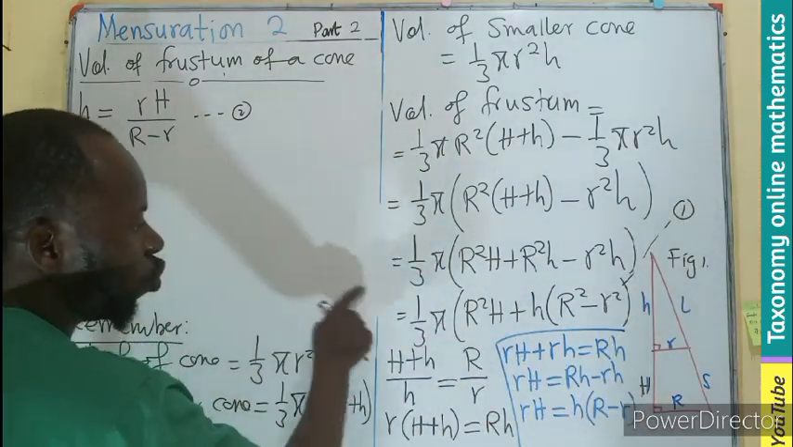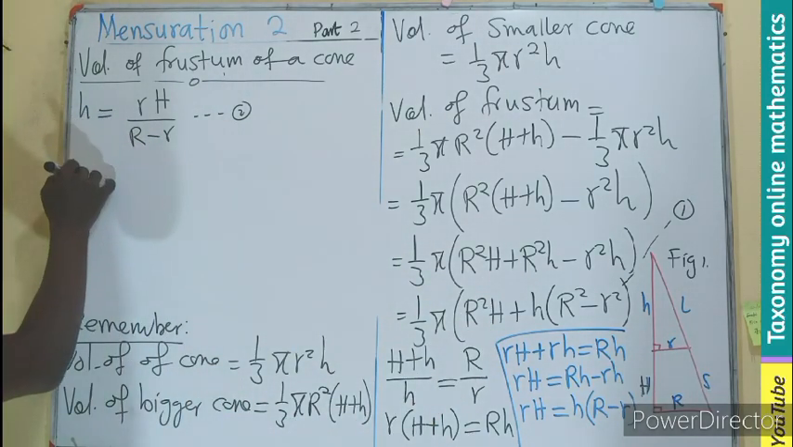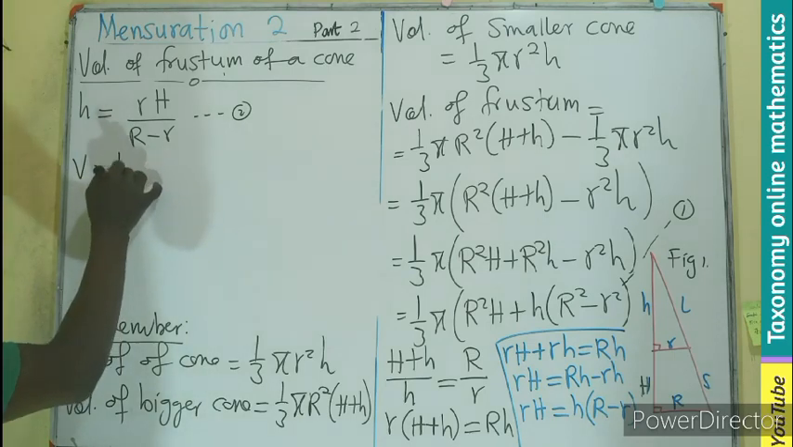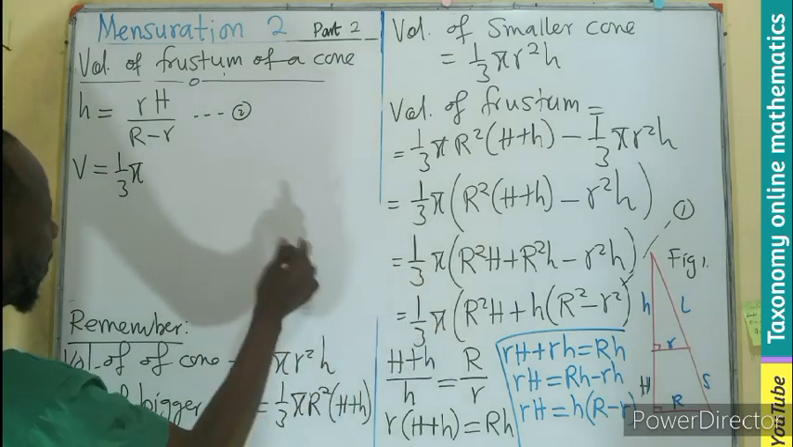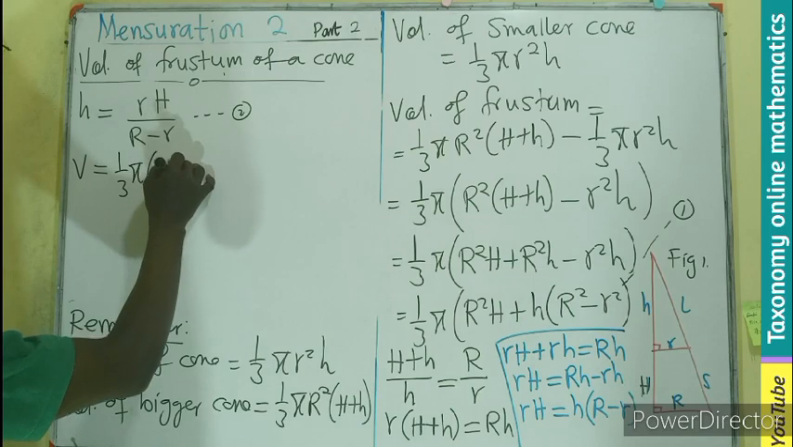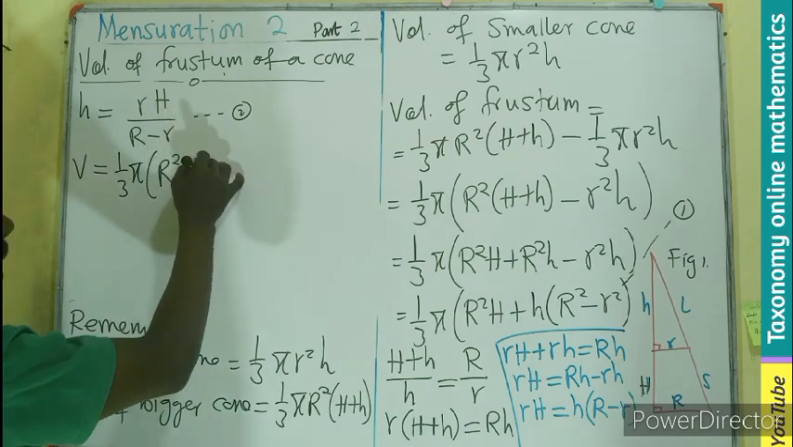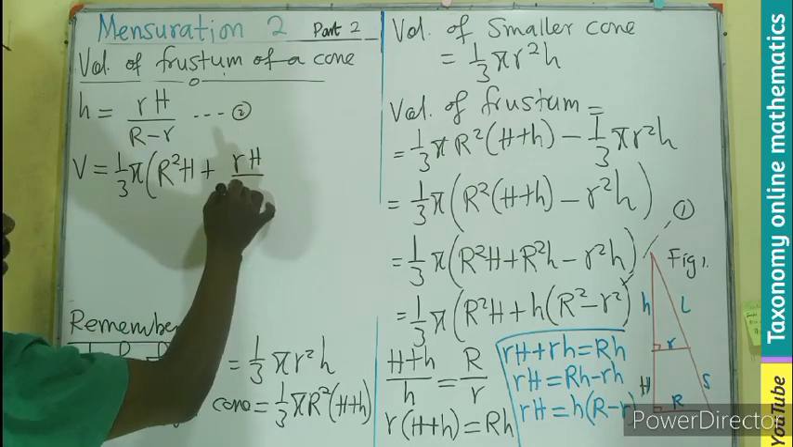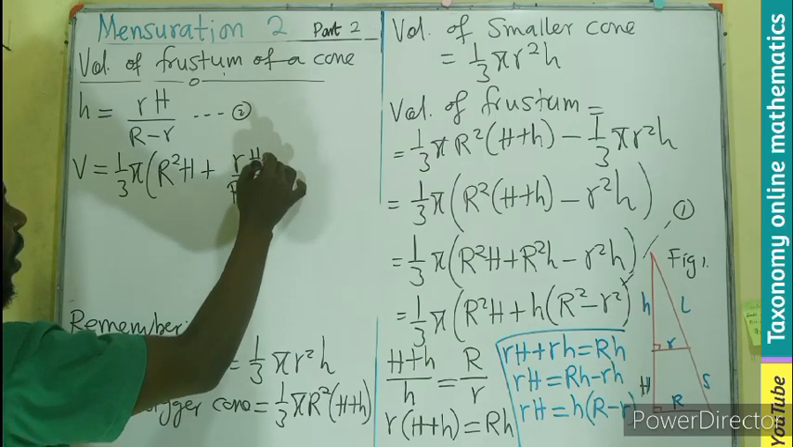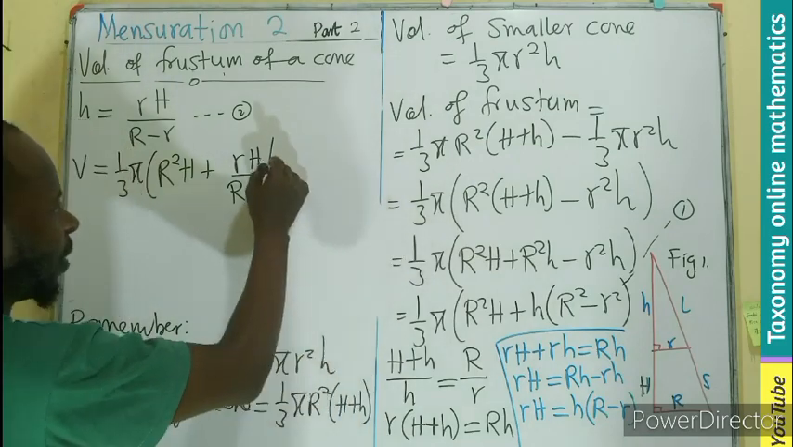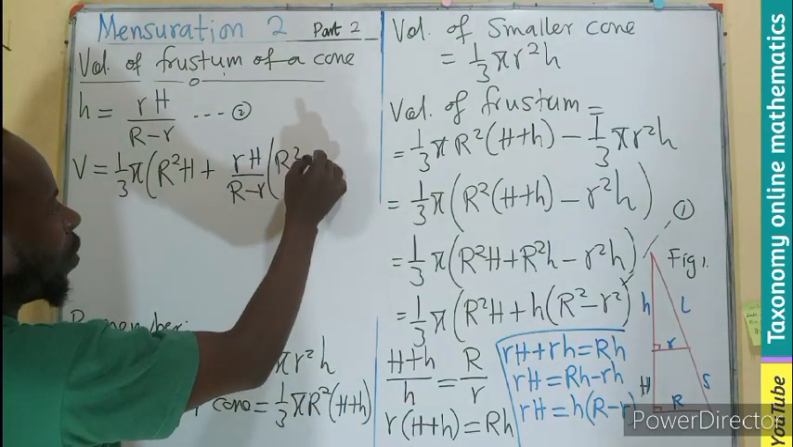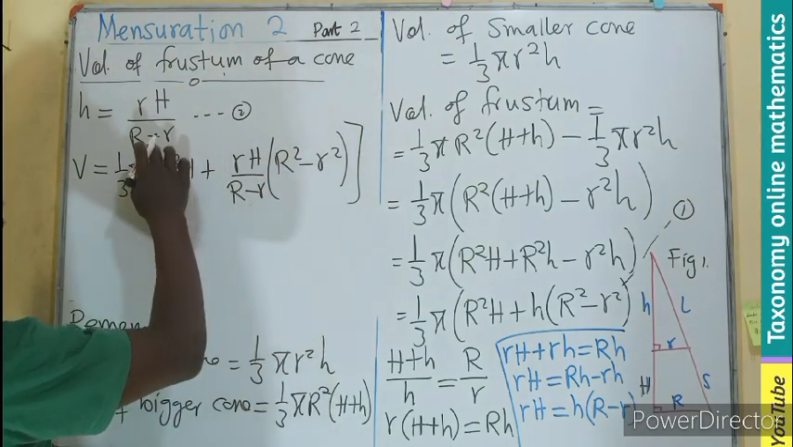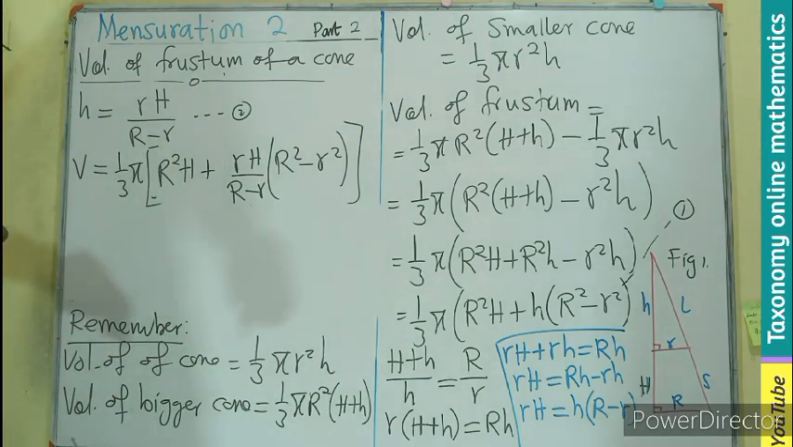So putting equation 2 into equation 1, the volume becomes, what do we have? 1/3 pi, right, into bracket R square H, what do we have? Plus r H divided by R minus r. Multiplying, what do you have? R square minus what? r square. All this is being multiplied by 1/3 pi.